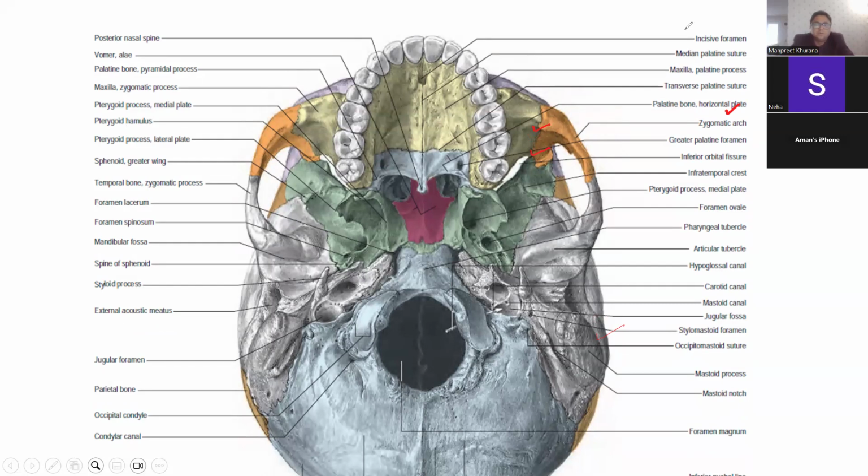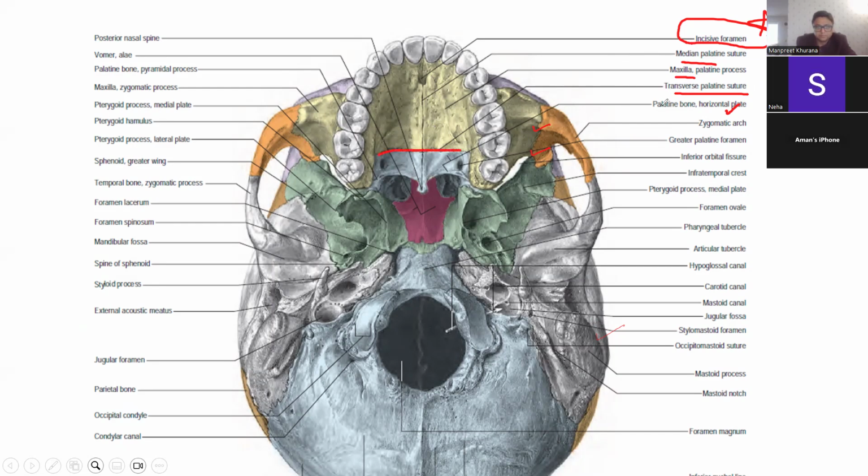Okay, so first is the incisive foramen. Now we have already seen the incisive foramen. Can you tell me which all structures pass through the incisive foramen, Neha? Nasopalatine nerve and artery. Very nice. Nasopalatine nerve and artery. Then this is the median palatal suture. Okay, this is the maxilla, the palatine process of the maxilla. This is the transverse palatine suture. So this is the median palatal suture. This is the transverse palatine suture, this one.